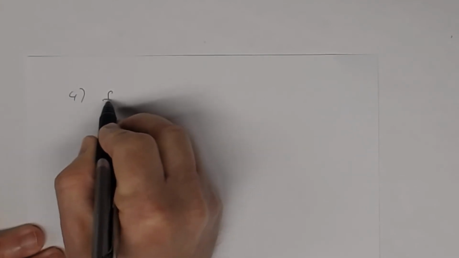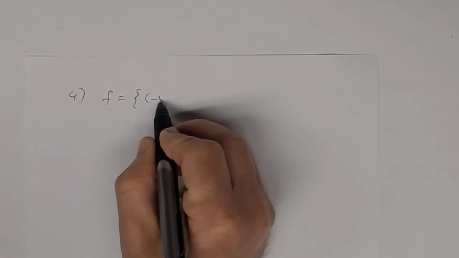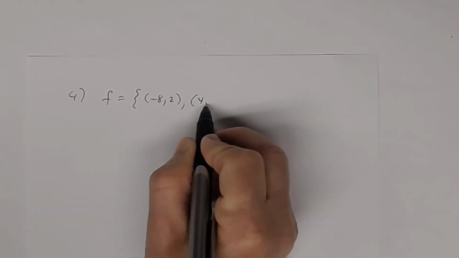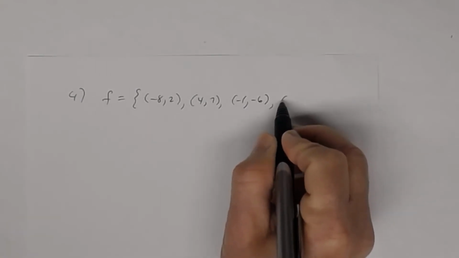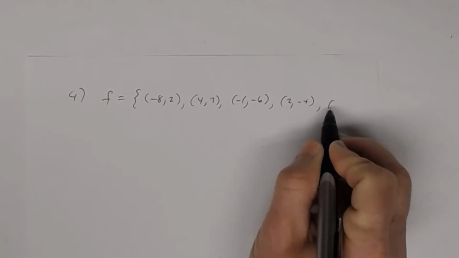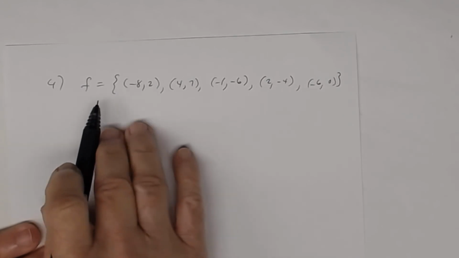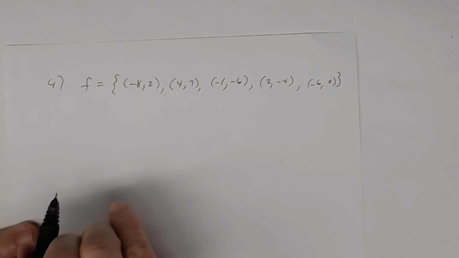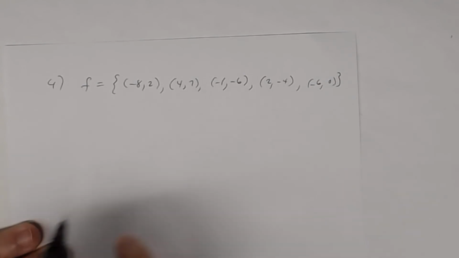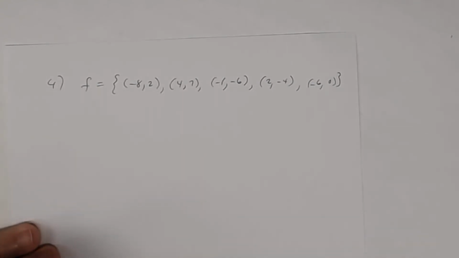So number 4, you're told that your function is just the set of ordered pairs. So it's just negative 8, 2, 4, 7, negative 1, negative 6, 2, negative 4, and then negative 6, 0. All right, so that's my function. And remember, definition of function, for each x coordinate, there's got to be exactly just one y coordinate. All right, so notice when you look at this is a function. And it has 1, 2, 3, 4, 5. It has 5 ordered pairs, 5 points.